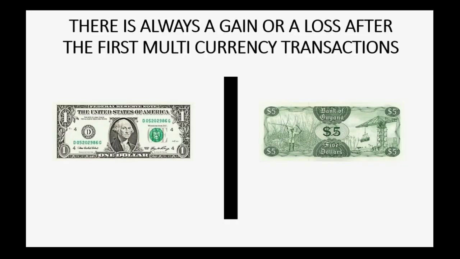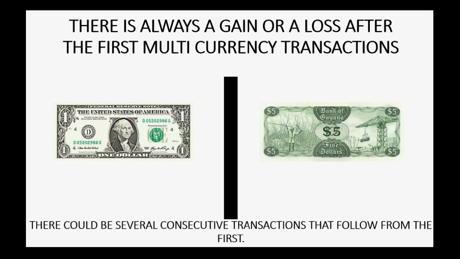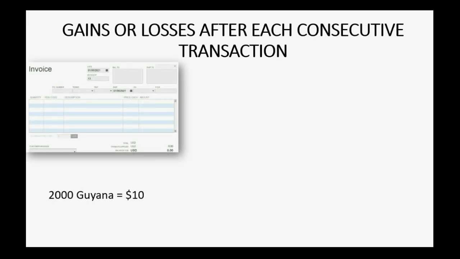There is always a gain or loss after the first multi-currency transaction, and there could be several consecutive transactions that follow from the first one. Watch this. If there's always a gain or loss after each consecutive transaction, the prior example only showed 2 transactions. But what about this? Let's imagine that we made an invoice for someone whom we performed a service for, and we charged them 2,000 Guyana dollars.